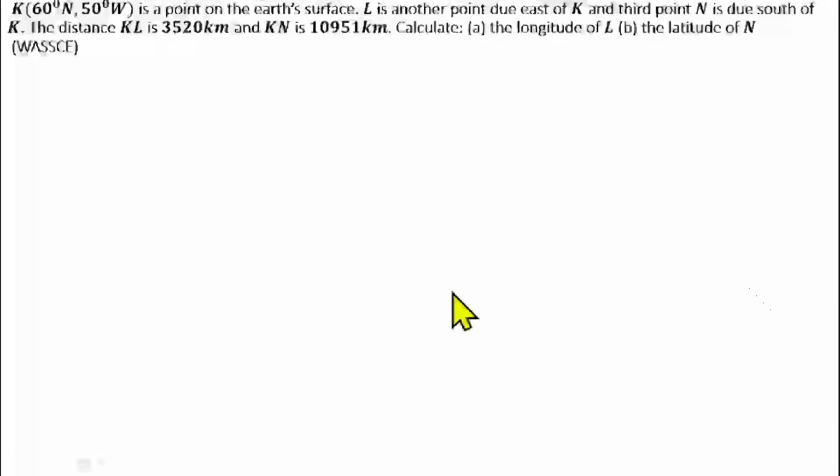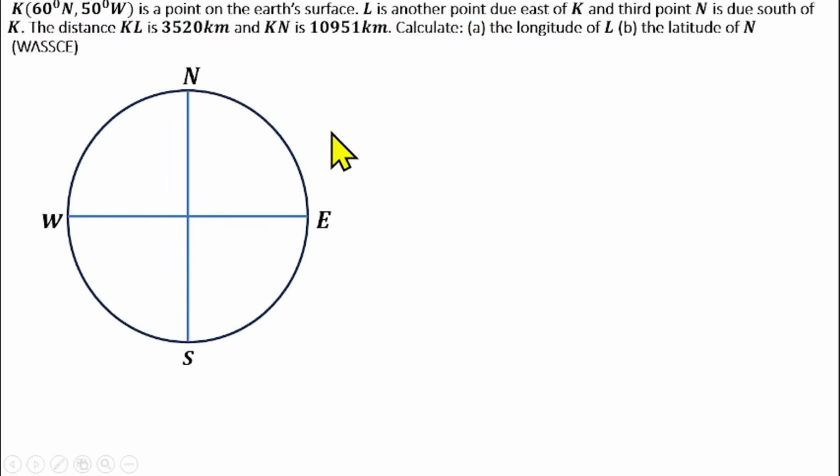Okay, let's see another question also on this. This is a WAEC past question also, and this is a complete question, and we are told that there is a point K on 60 degrees north and 50 degrees west. It's a point on the Earth's surface. L is another point due east of K. Before we do this, let's first of all locate this point K on the Earth's surface, because this question is an indirect question. So let's try to draw the diagram.